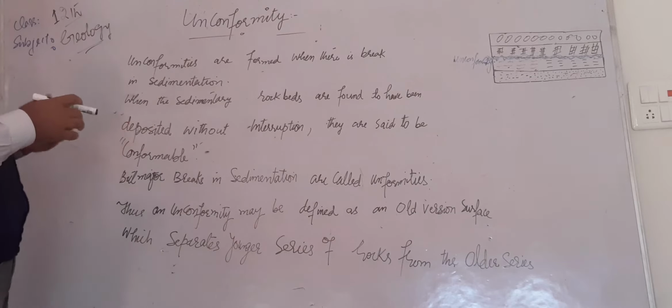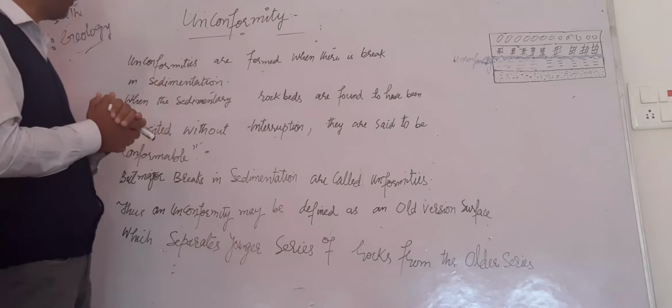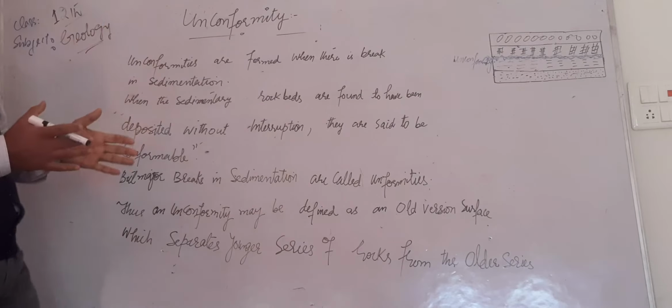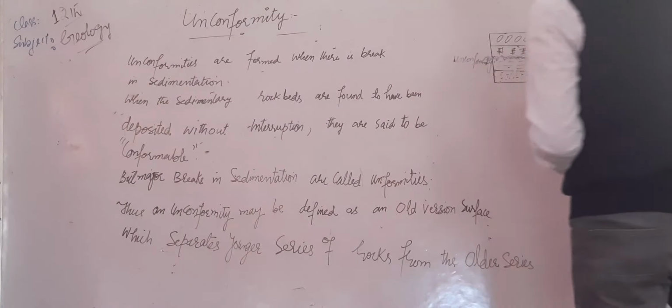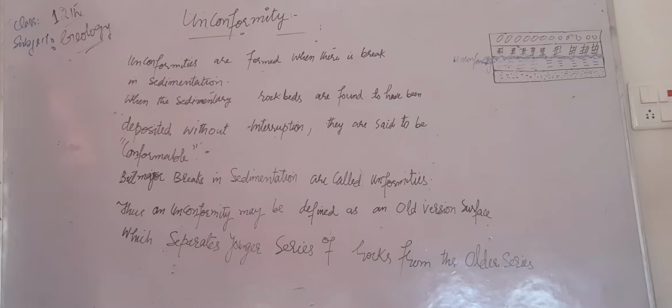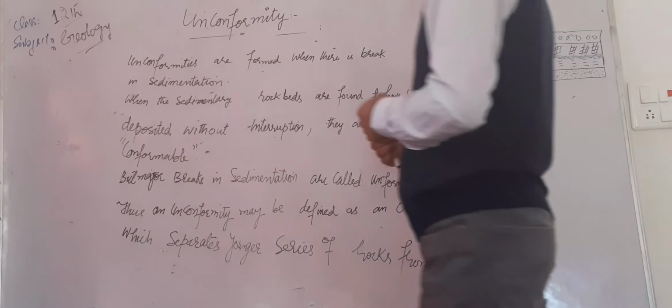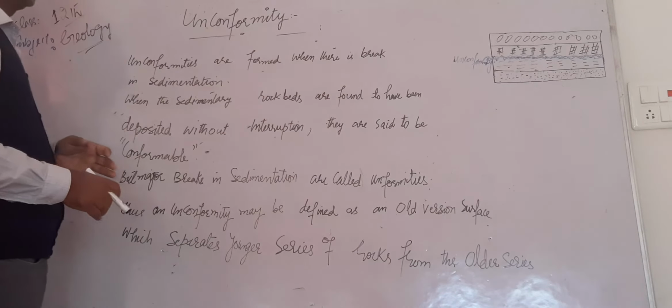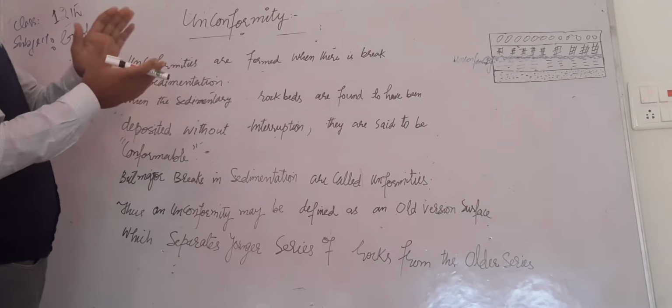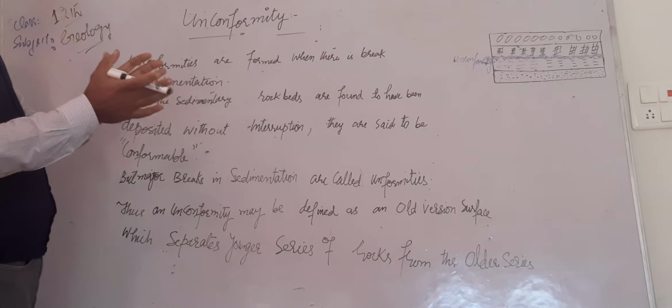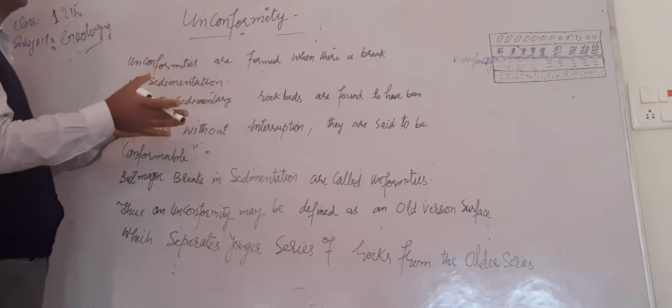So when the sedimentary rock beds are found to have been deposited without interruption, when there is a continuous process of sedimentation, they are said to be conformable beds. When there is no interruption in deposition, those beds are conformable. But when there are major breaks in sedimentation, then we can say these are unconformities.